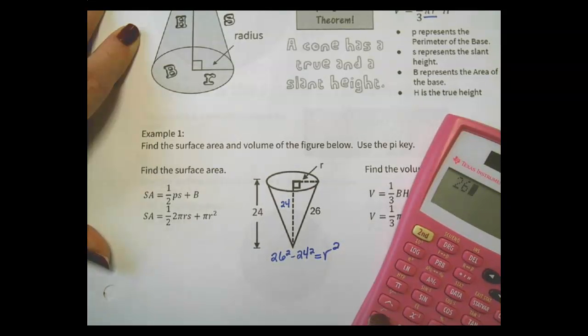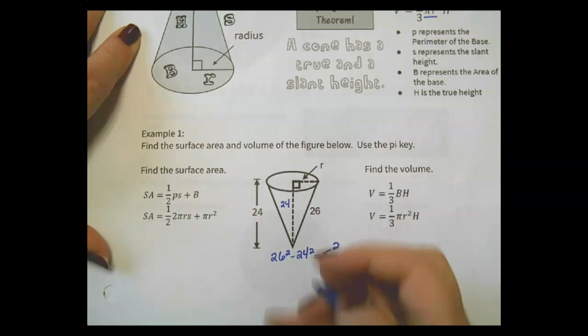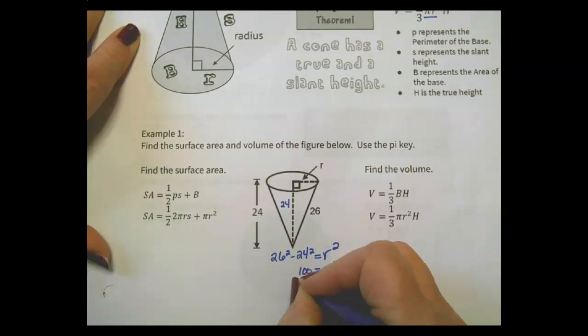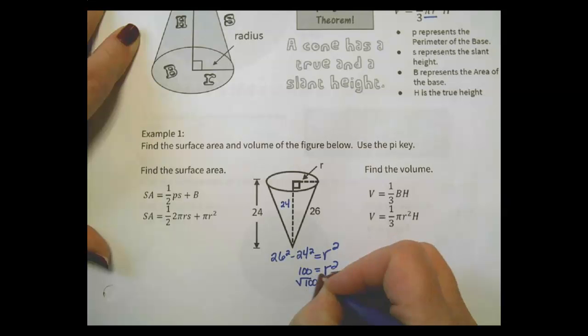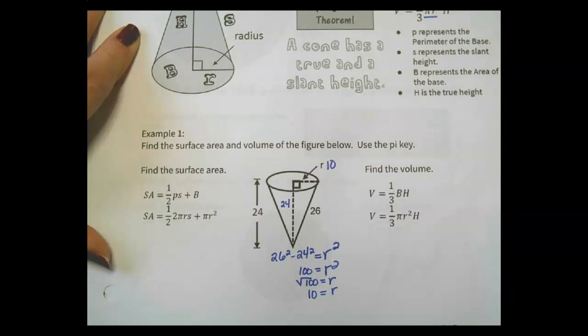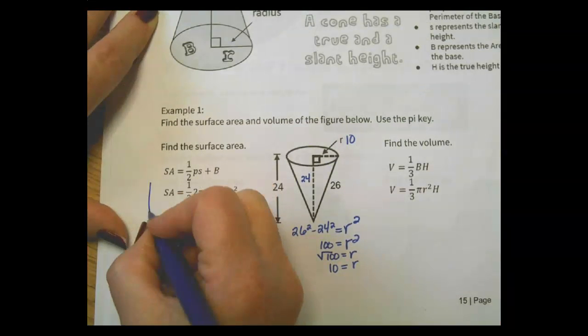Okay, so 26 squared minus 24 squared equals 100. So the square root of 100 is equal to r, and r equals 10. So that was super easy. Next, let's just substitute our values into this formula.